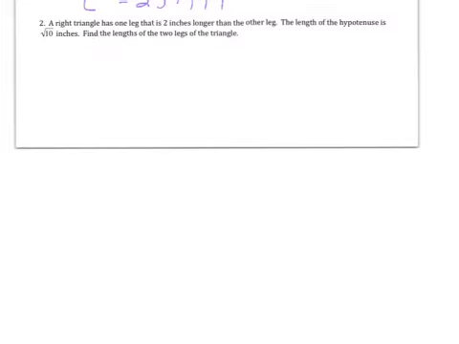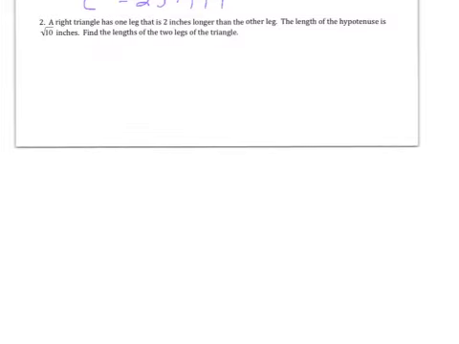A right triangle has one leg that is 2 inches longer than the other leg. The length of the hypotenuse is the square root of 10 inches. Find the lengths of the other two legs of the triangle. So let's first draw a picture so we can see what's going on. So we have a right triangle. We know this is our 90-degree angle.